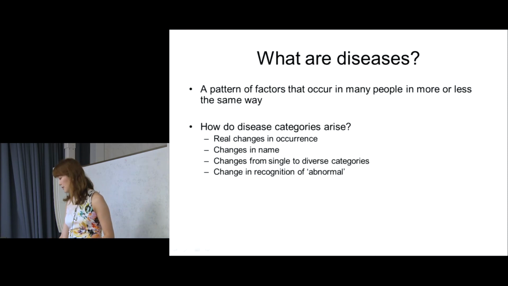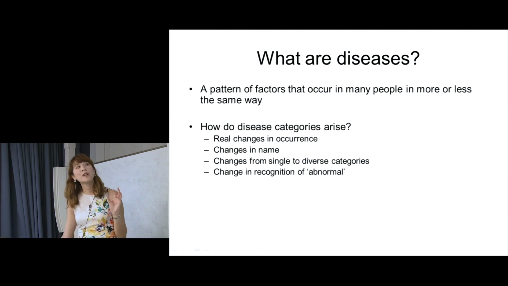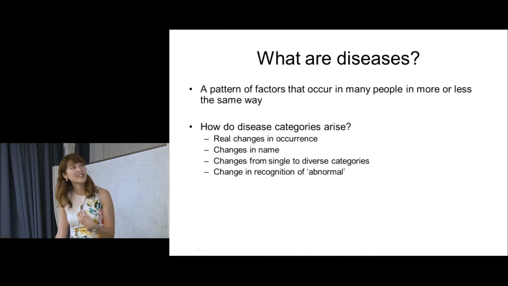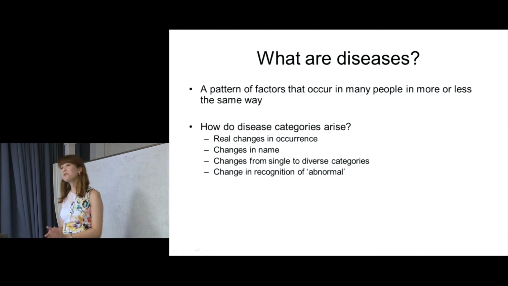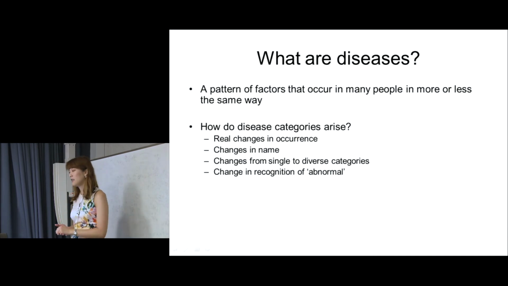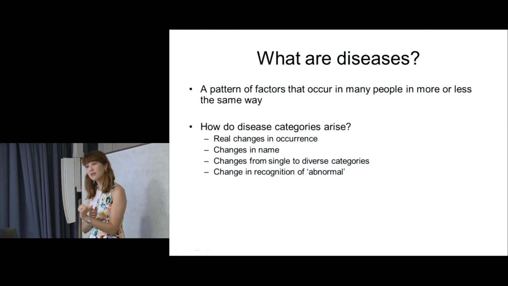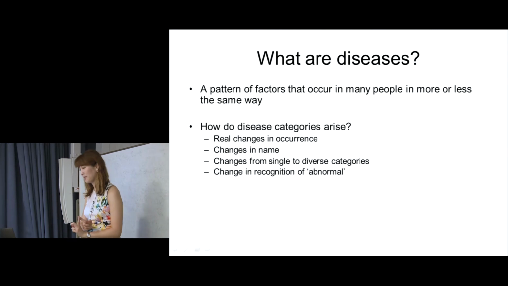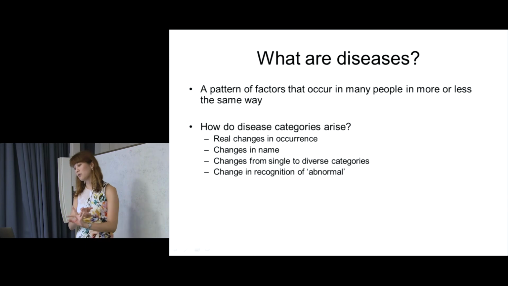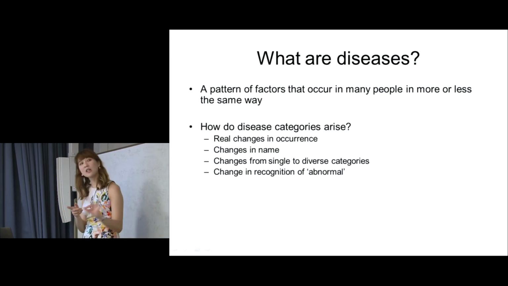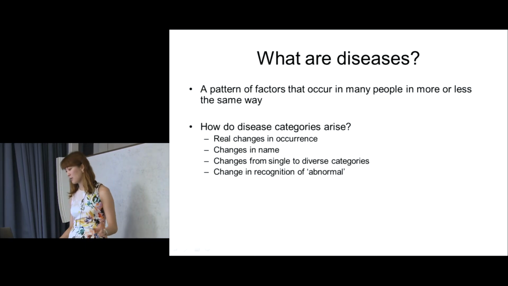Lots of other reasons. So, what are diseases? It's a pattern of factors that occur in many people in more or less the same way. As doctors and pharmacists, we would know that very easily. But how do disease categories arise? There are really 4 reasons. Real changes in occurrence, changes in name, changes from a single to diverse categories, and the changes of recognition of abnormal. We covered some of the last point already.